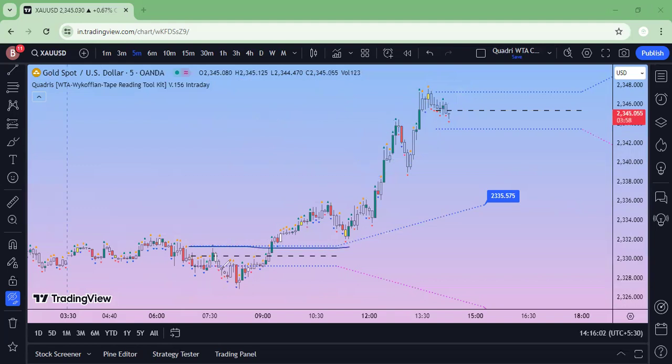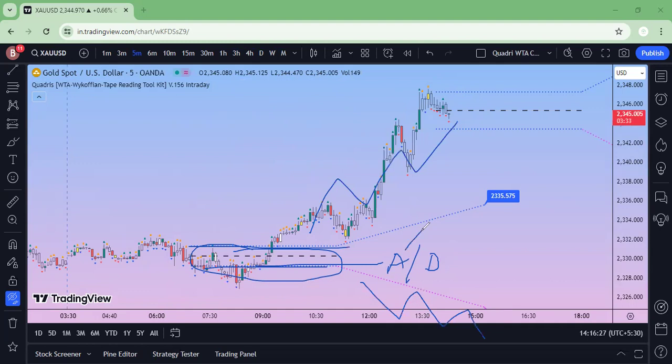It plots two ranges, and this range helps you in identifying this particular contraction zone. So this contraction zone can be accumulation, can be a distribution. Based on the outburst or expansion of price, you can make out the difference whether it is an accumulation or a distribution.